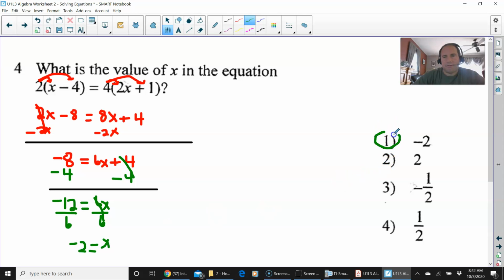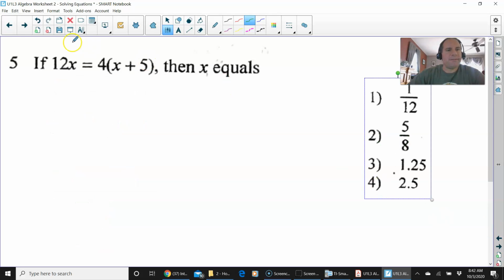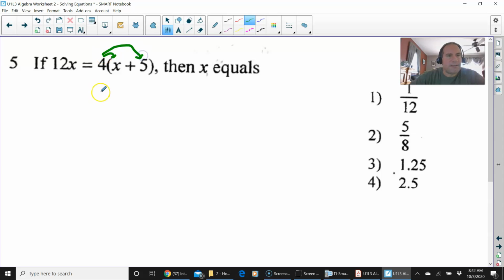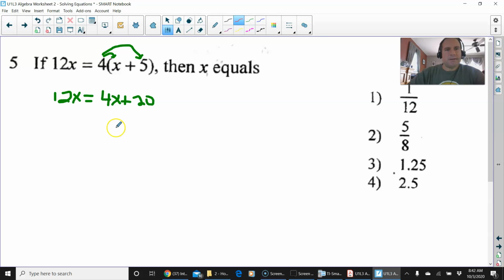And 1 is your answer. For number 5, distributive property again, we are going to do that distributive property. This is 4x. We have to get rid of those parentheses, plus 20. So, we bring down the 12x, we bring down the equal sign. Remember now, just get the x's together.